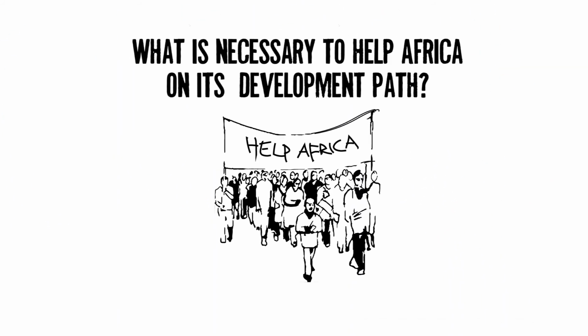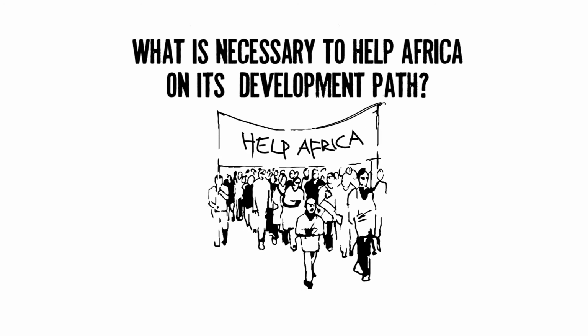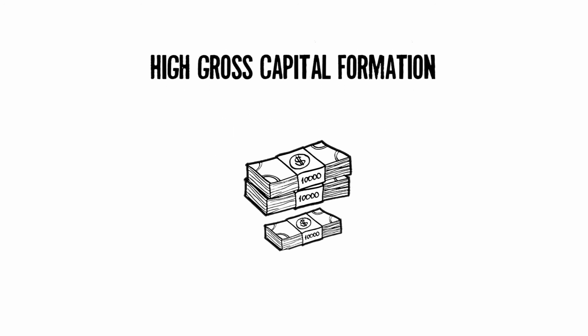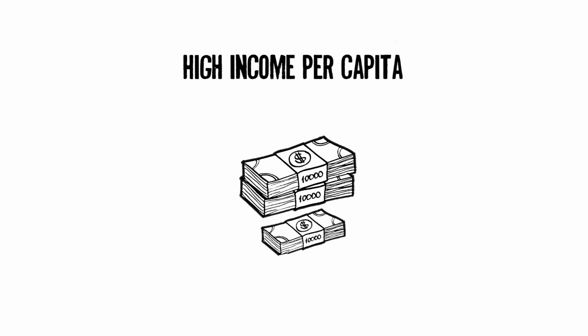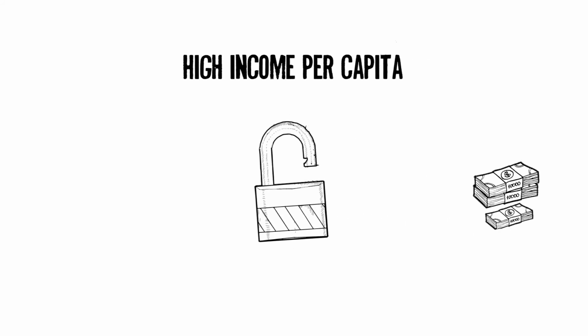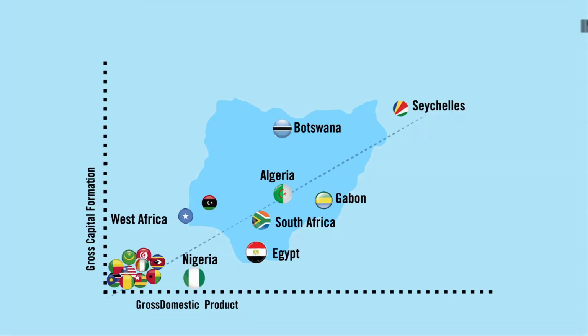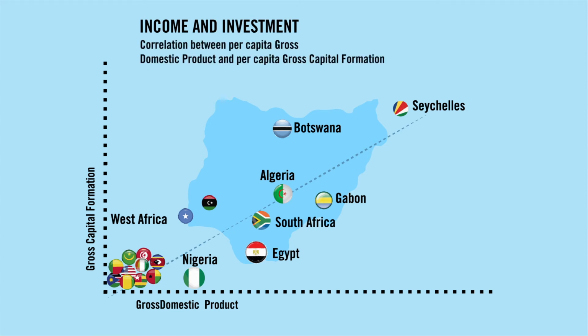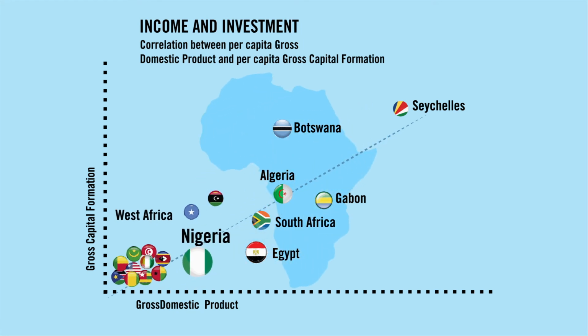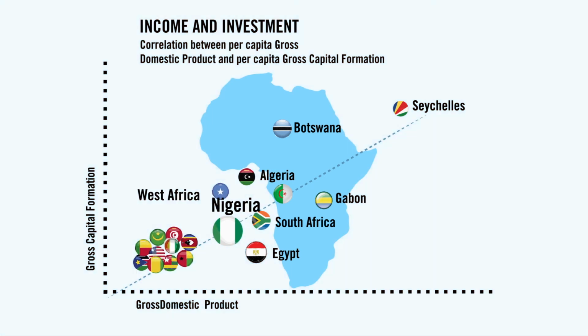Several countries are demonstrating what is necessary to help Africa on its development path. A high gross capital formation and a high income per capita is what Africa needs to unlock its trade and stimulate industrialization for jobs and development. Nigeria is currently the biggest economy on the continent, but it has a relatively low gross domestic per capita income and a low gross capital formation compared to the two other biggest economies, South Africa and Egypt. By increasing both of these values positively, Nigeria has the potential to revitalize the West African economies.